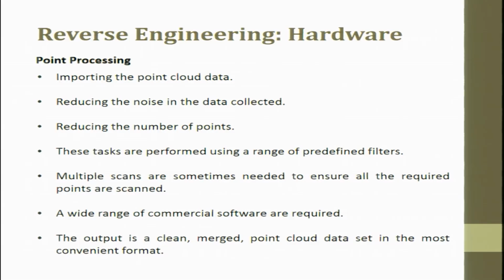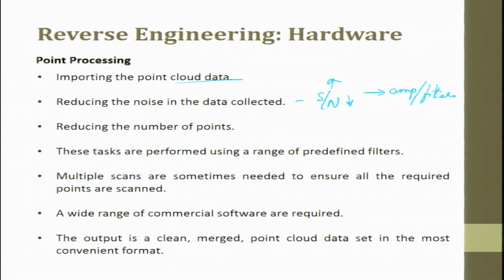Point processing. So, import the hardware: importing the point cloud data, and reducing the noise of the data. This is what signal to noise ratio is. You have to reduce the noise and increase the signal. So you have amplifiers, you have electronic filters today. This tries to do the job.